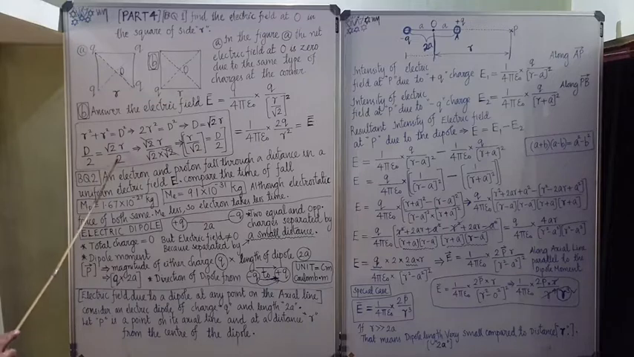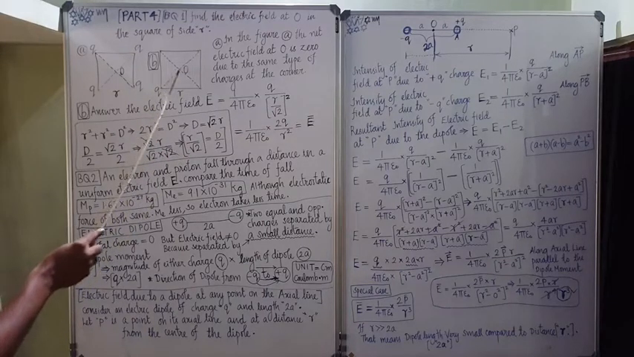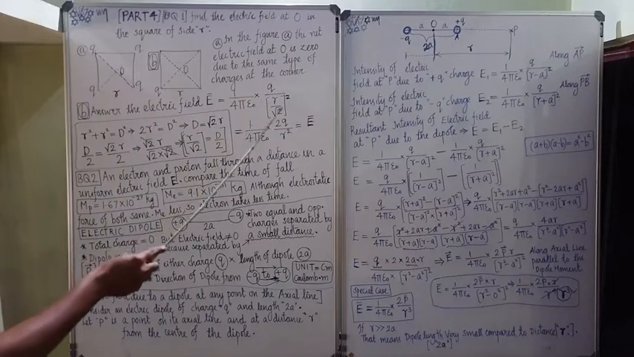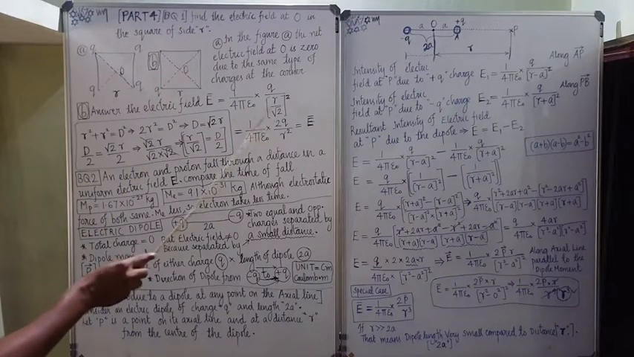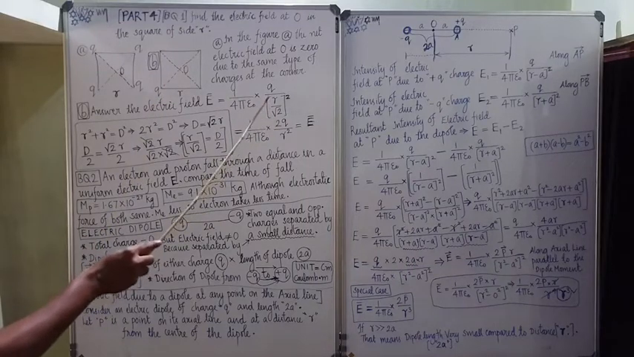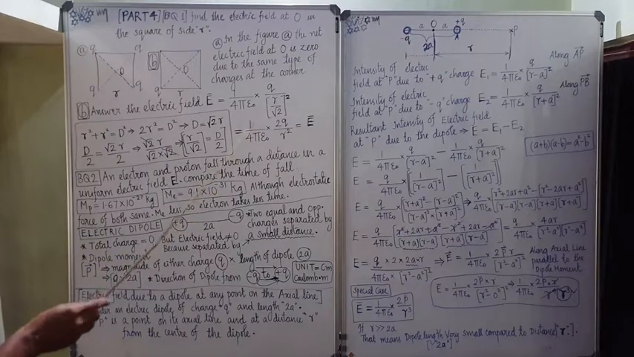But 2 can be written as root 2 into root 2. So the root 2 on the top and the root 2 on the bottom cancel out. What will be left? R by root 2. That R by root 2 is this distance, d by 2, which is written over here. So the distance between the point O and the charge is R by root 2. That means we use R by root 2, the whole square, in the equation.